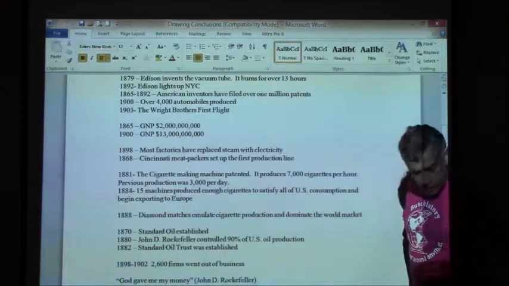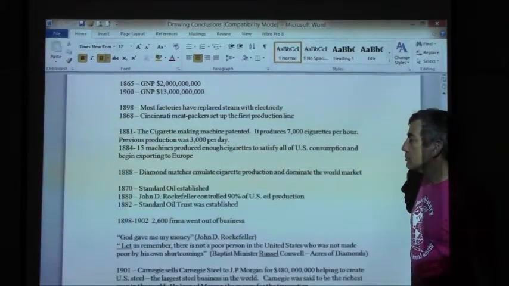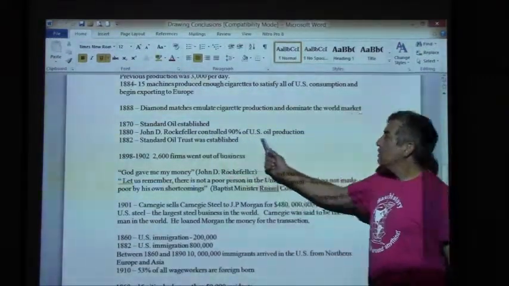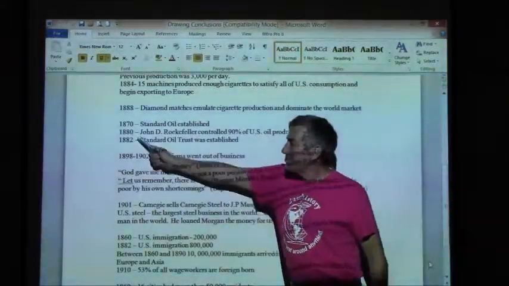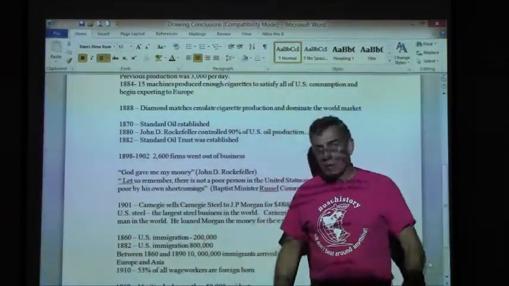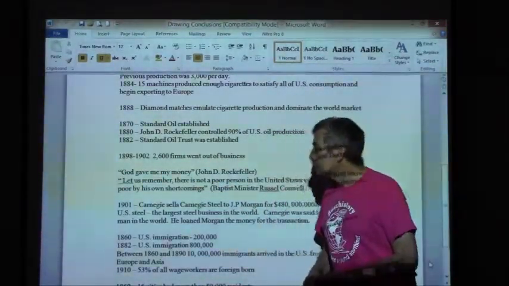1870, Standard Oil is established. John D. Rockefeller, move this up a little bit. John D. Rockefeller controlled 90% of the oil production by 1880. In 1882, Standard Oil Trust was established. That was the monopoly tendency of Standard Oil.